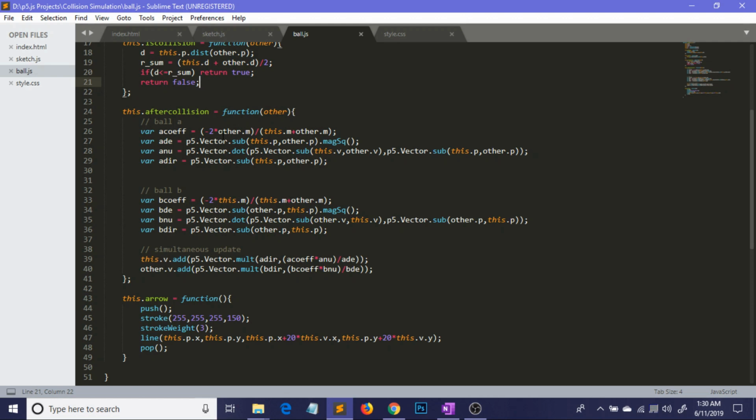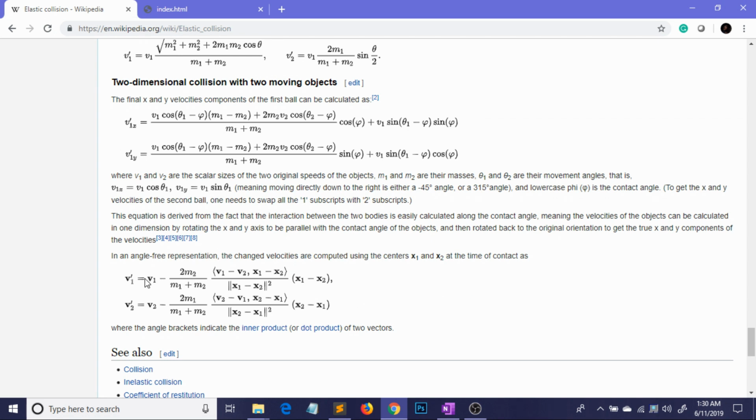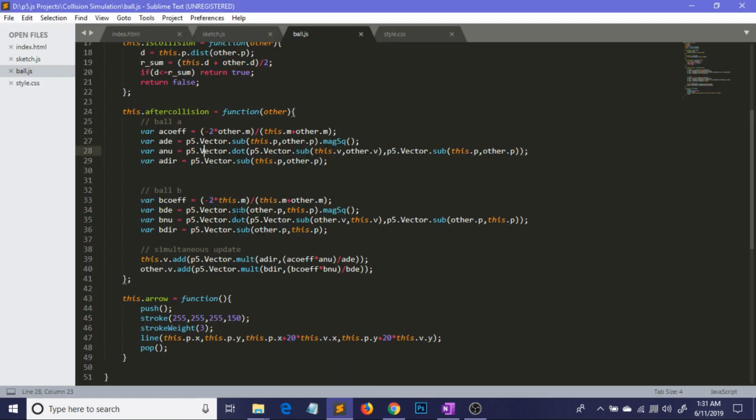And after that, the most important function, which is afterCollision. What it does is it calculates the velocities after the collision. So first we are going to calculate the velocity of ball A. How can we calculate that? It is very simple. We are just implementing this formula here. Let me just show you this formula. So v1 dash represents the velocity of the first ball after collision, and v1 represents the velocity of the first ball before collision. You can see that there are a couple of numerator terms and a couple of denominator terms. And if you look at my code here, I have just separated out the terms for my convenience.